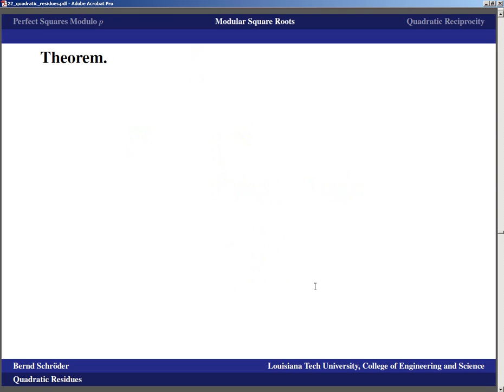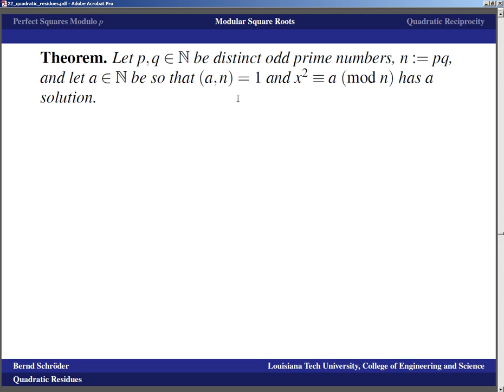Okay, good. Let's talk briefly about what we can do with modular square roots when we have them. Turns out ultimately that we can do something like a fair electronic coin flip. Before we get there, let's take a look at p, q being two distinct odd prime numbers. We set n equals p times q, and we want an element a in n so that a and n have greatest common divisor 1, and so that x squared equivalent to a modulo n has a solution. Then x squared equivalent to a modulo n has 4 distinct solutions.